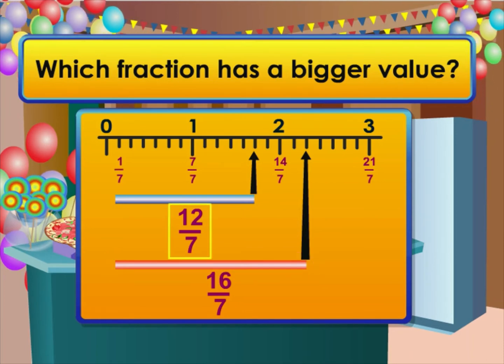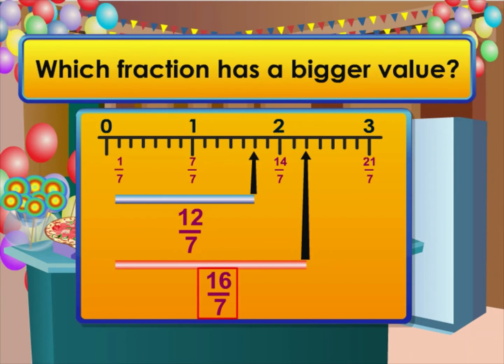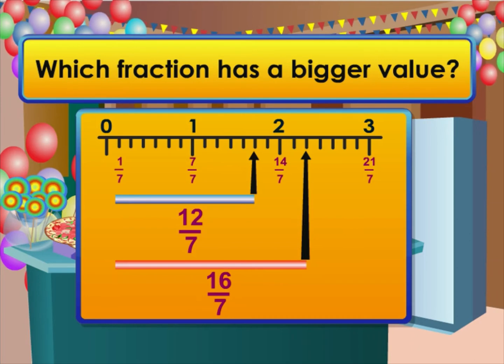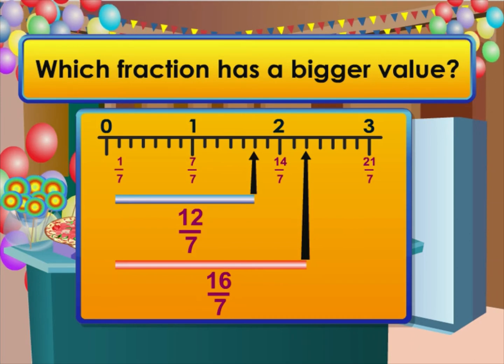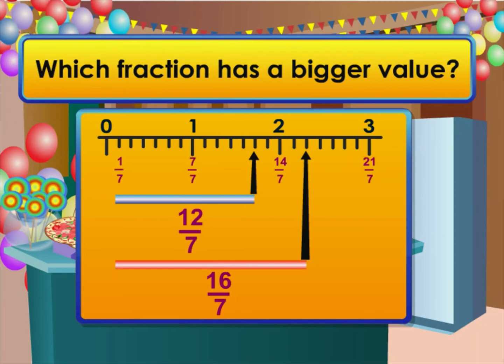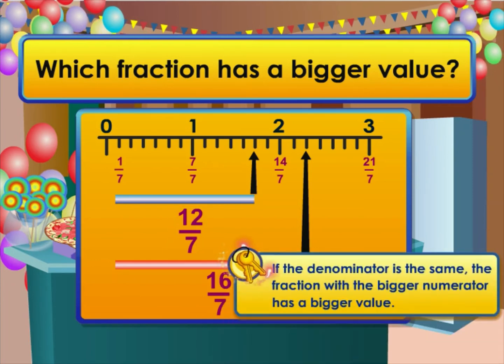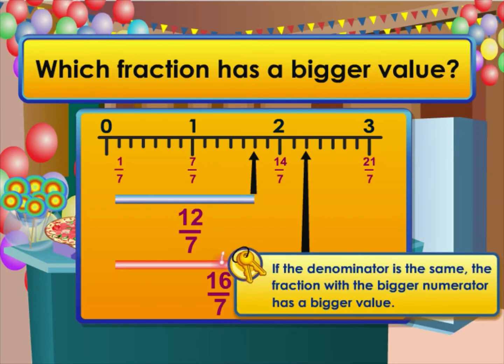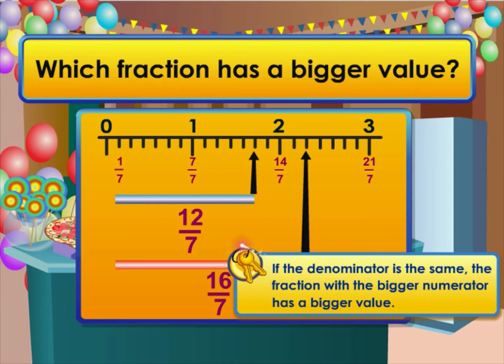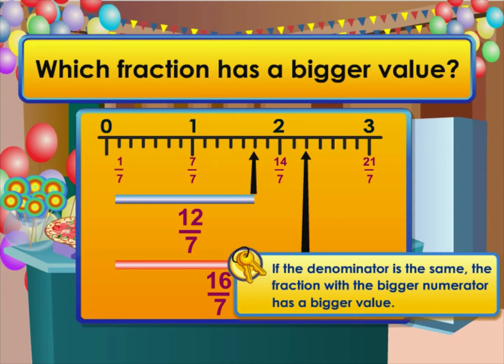The fraction of the blue line is 12/7 and the fraction of the pink line is 16/7. Both are improper fractions. Both denominators are 7. So we say 16/7 has a larger fraction than 12/7. Remember, if the denominator is the same, the fraction with a bigger numerator has a bigger value.